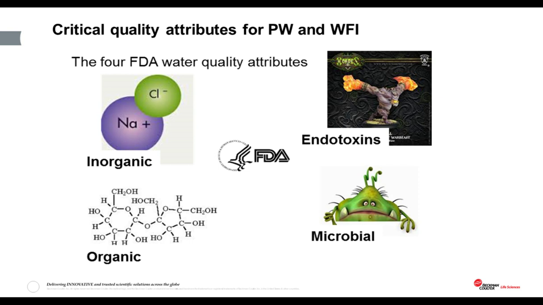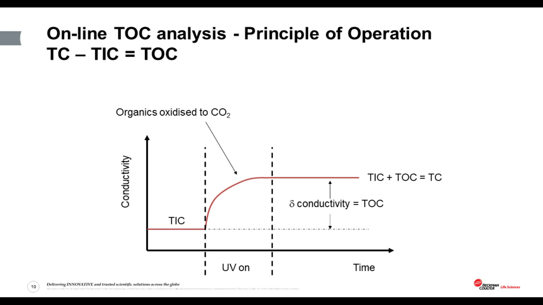Now, total organic carbon, or TOC, and conductivity are two of the four critical water quality attributes defined for water for injection and purified water in the United States Pharmacopoeia. Now, online analyzers, such as the PAT700 from Beckman Coulter, can be validated to comply fully with both of these key quality attributes according to the Pharmacopoeia requirements.